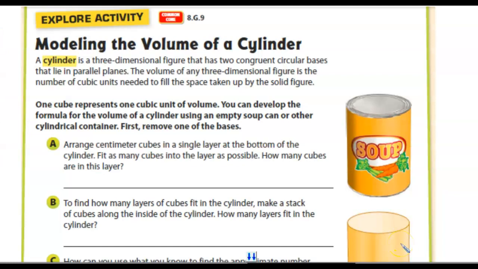Modeling the volume of a cylinder says a cylinder is a three-dimensional figure that has two congruent circular bases that lie in parallel planes. The volume of a three-dimensional figure is the number of cubic units needed to fill the space taken up by the solid figure. One cube represents one cubic unit of volume. You can develop the formula for the volume of a cylinder using an empty soup can or other cylindrical container.